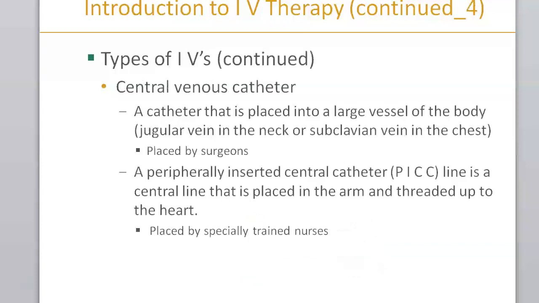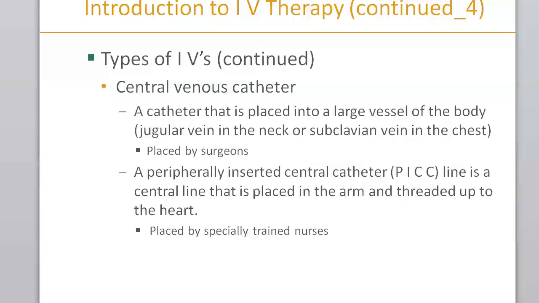And then we have central venous catheters, and those are catheters that are placed into a large vessel of the body, say in the jugular vein or in the subclavian vein in the chest. Those are placed in by surgeons, usually after a major surgery, or if we're giving TPN or some other solution that requires more of a larger vein to infuse that type of solution.